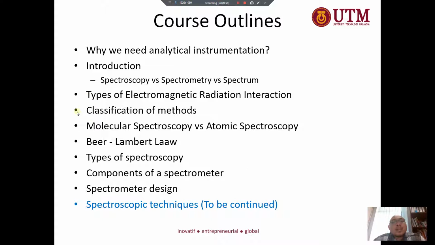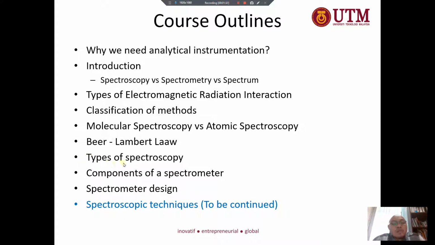And then we will go back to the basics on the types of electromagnetic radiation interaction available. And then we will go into the classification of spectroscopy. Okay. And then we will try to understand the differences between molecular spectroscopy and atomic spectroscopy. Next, we will learn about the Beer-Lambert Law application in spectroscopy techniques. We will also learn about the types of spectroscopy available.